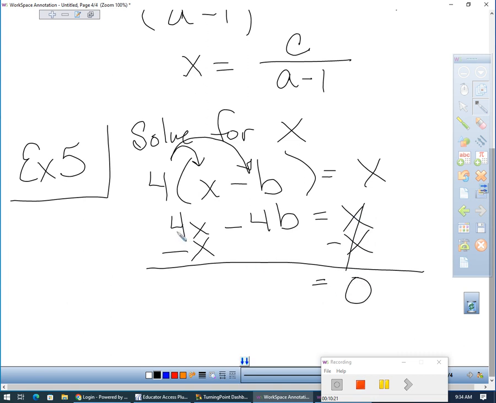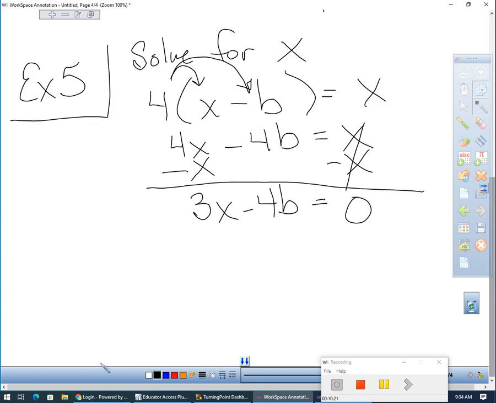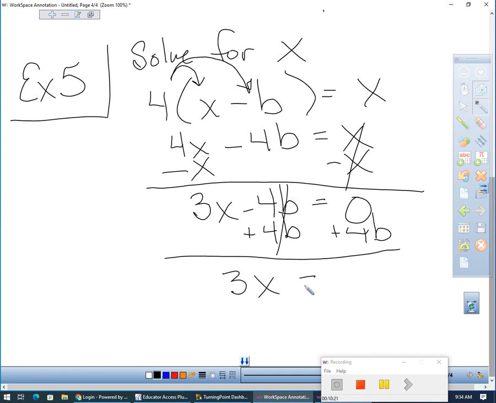Over here I have 4x minus x, I get 3x minus 4b. Now I move the term that I don't want to the other side. So how do I move this minus 4b over there? Add 4b. So I have 3x, these cancel out, equals 4b. I agree with you, Keegan.